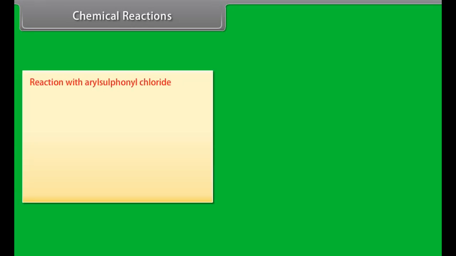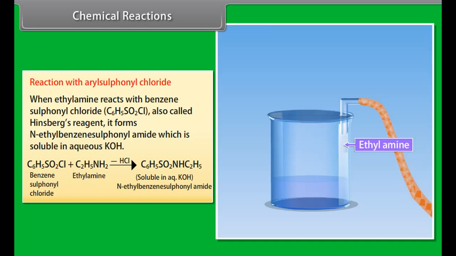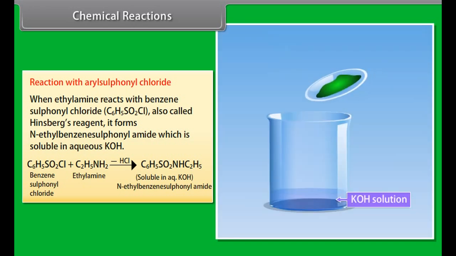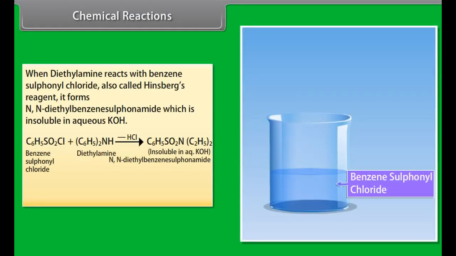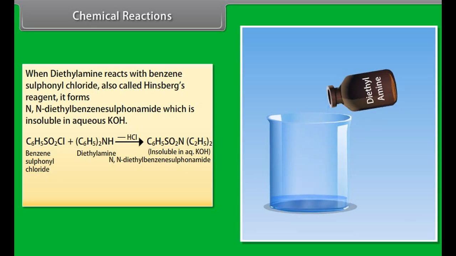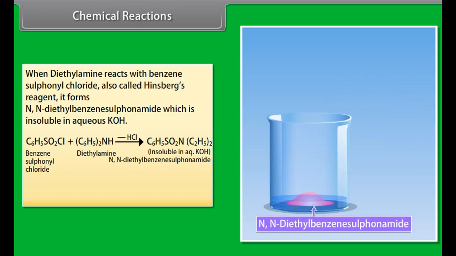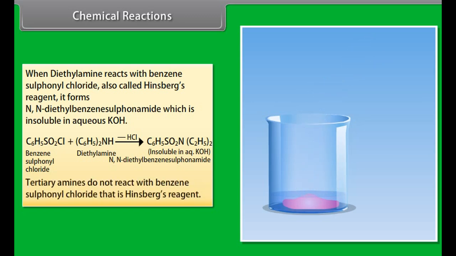Reaction with aryl sulfonyl chloride. When ethylamine reacts with benzene sulfonyl chloride, also called Hinsberg's reagent, it forms N-ethylbenzene sulfonamide, which is soluble in aqueous potassium hydroxide. When diethylamine reacts with benzene sulfonyl chloride, it forms N,N-diethylbenzene sulfonamide, which is insoluble in aqueous potassium hydroxide. Tertiary amines do not react with benzene sulfonyl chloride, that is, Hinsberg's reagent.